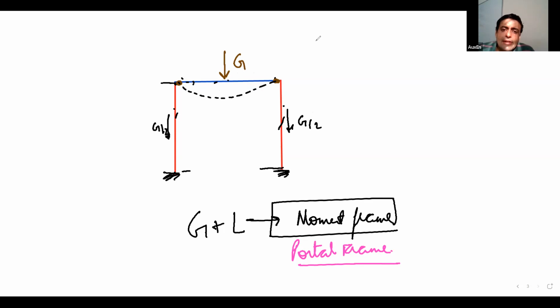Now, when this type of system, with a simply supported beam, is subjected to lateral loads, what happens? When this type of system is subjected to lateral loads, what will happen? Can anyone tell me? You understood the question, isn't it? What will happen now?